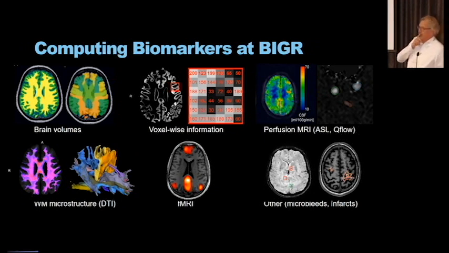Functional MRI you can also do, so you can see activity in the brain. You can let the patient speak or move his hands or just lay still, and then you get activity in the brain, the location of the activity. And of course, you can also detect microbleeds, infarcts, etc.